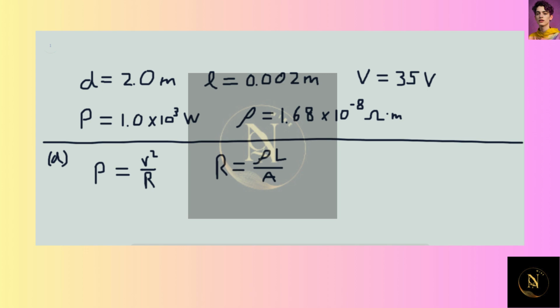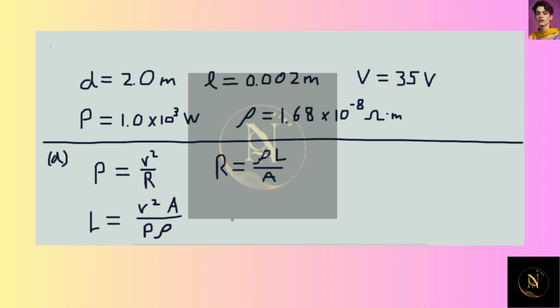Therefore, we can express the length of the wire, given these two equations, from the voltage at maximum power as L is equal to, we'll use capital L here to distinguish it from little l, L is equal to the voltage squared times the area divided by the power, P, times the resistivity, rho.